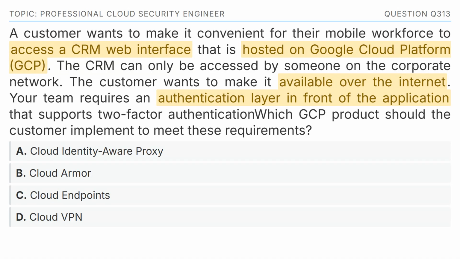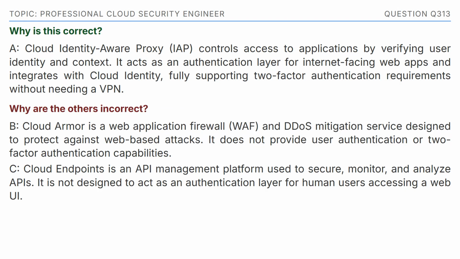To arrive at the correct answer, we focus on the keywords: access a CRM web interface, hosted on Google Cloud Platform, GCP, available over the internet, authentication layer in front of the application, supports two-factor authentication. The correct answer is Option A, Cloud Identity Aware Proxy. Why is this correct?